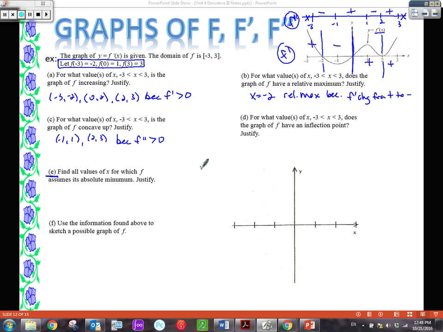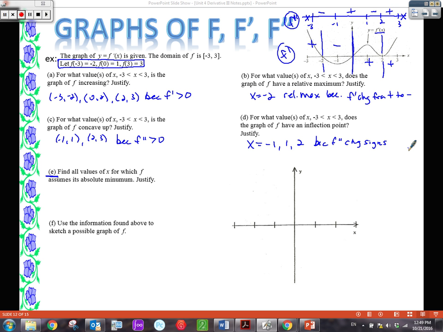Part D says, for what values of x does the graph of f have an inflection point? Okay, so let's think back. Inflection points, where do we find that from? That is second derivative, right? And inflection points are where we change concavity, right? So the inflection points would happen when the second derivative changes signs. So let's look and see where it changes signs. All right, so it changes signs at -1, at 1, and at 2. Wow, 3 different inflection points because f double prime changes signs.